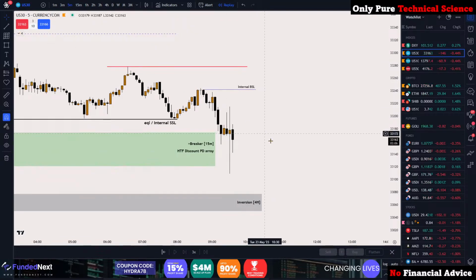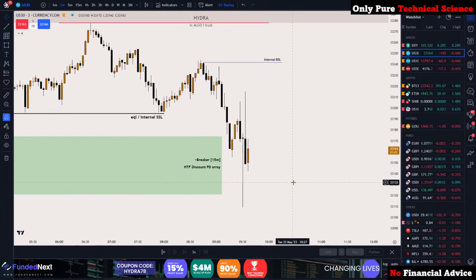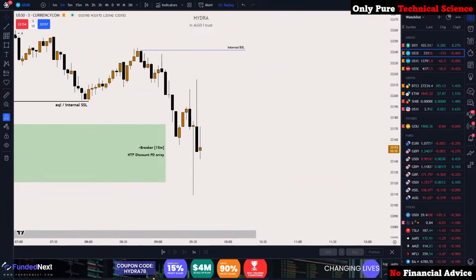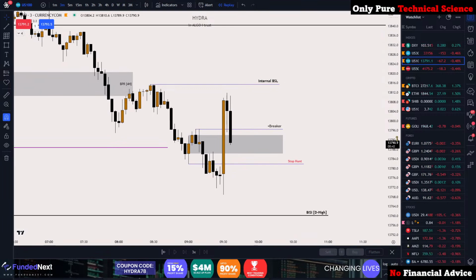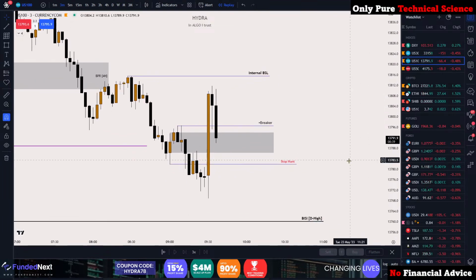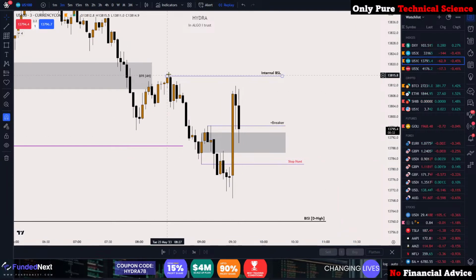Look at the manipulation before the news, right? Our consequent encroachment of this big wick is here, and price is yet to hit it. I want to see what price does after hitting the consequent encroachment here. Okay, a drop inside this breaker is happening, and it's outside of our macro. Relative equal highs, clean target.